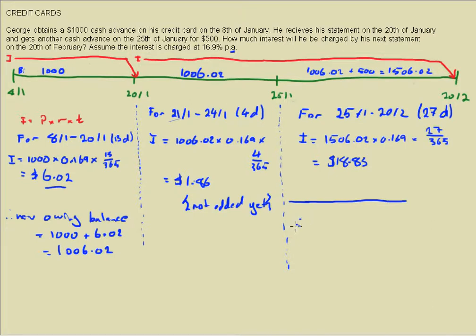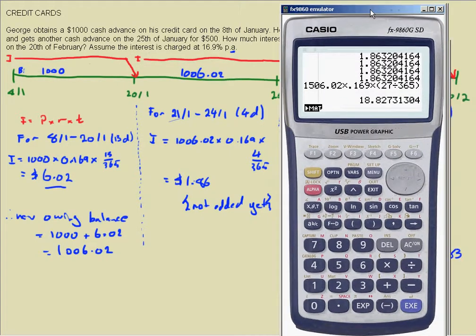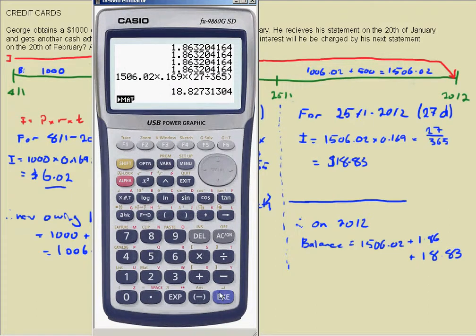So the best way to finish off this question is, let's look at our balance. So therefore, on the 20th of February, our balance, now looking at our latest balance here, is $1,506.02, and we're adding on the interest that we're going to get charged on the 20th, which is now not this amount, as that had been brought into there, but we're looking at this amount and this amount. So it's plus $1.86 plus $18.83, and just working that out, tally that up.